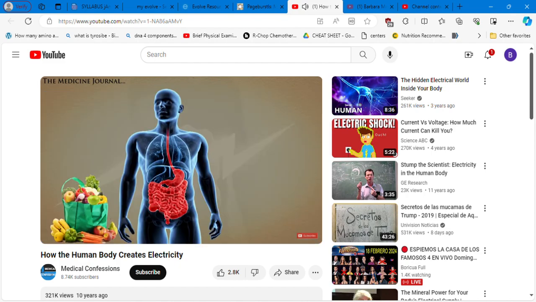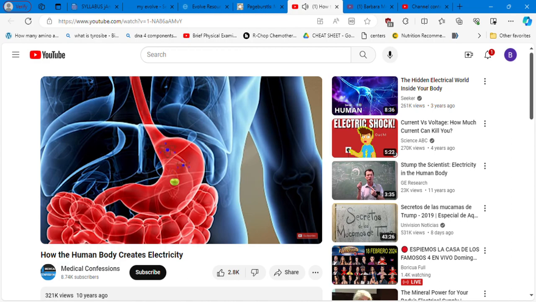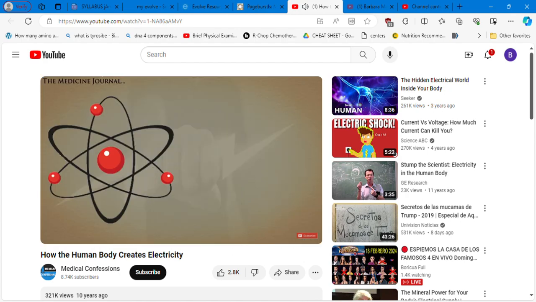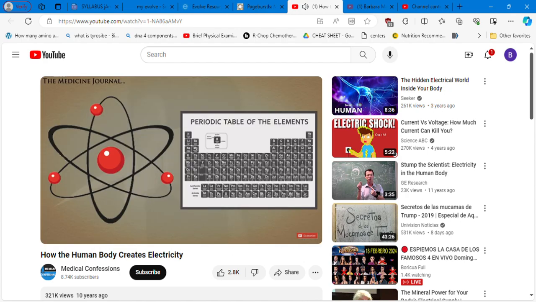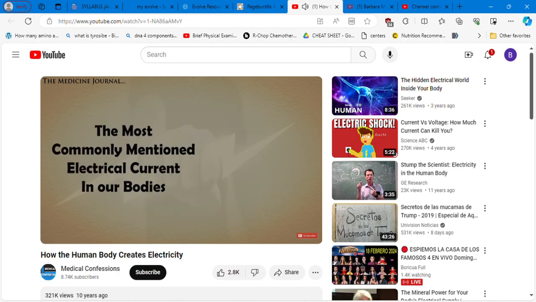When we eat or drink, the large molecules within our food get broken down by digestion, creating similar molecules. Those smaller molecules can be used by our cells to do work. This process is called cellular respiration. All of those molecules and elements in our bodies have the potential to create electrical impulses. Arguably, the most commonly mentioned electrical current within our bodies is the heart rhythm.